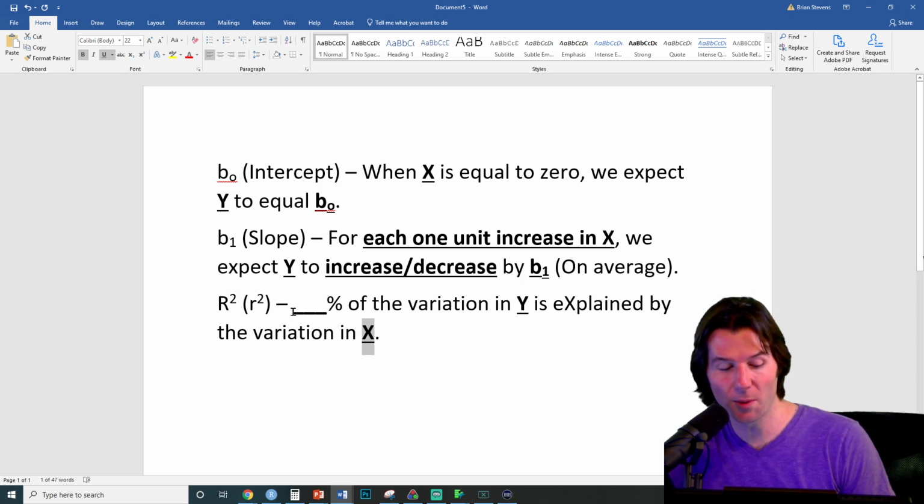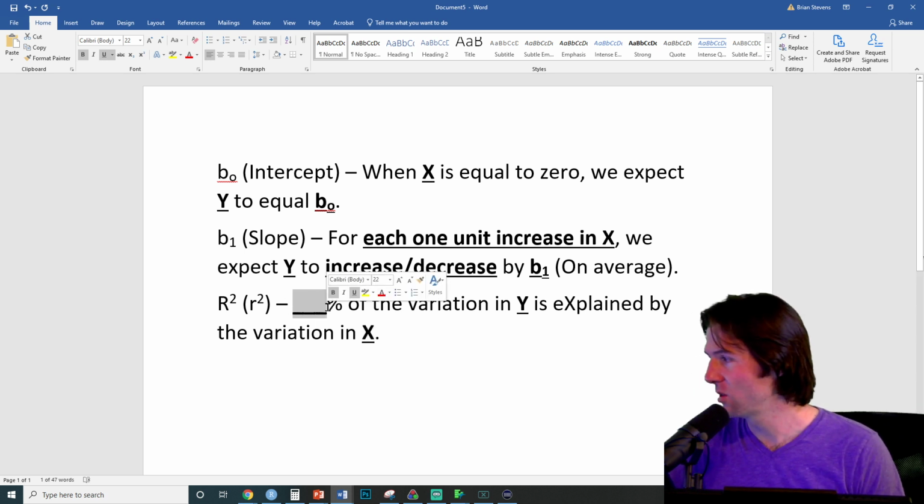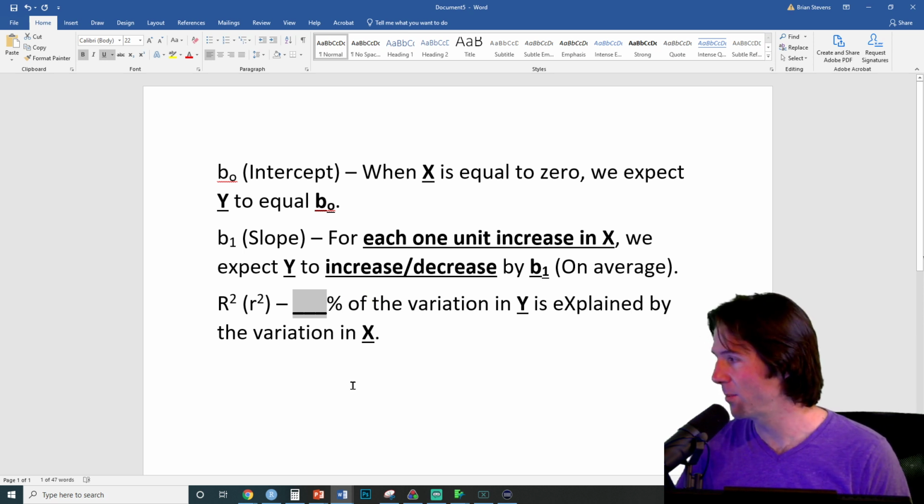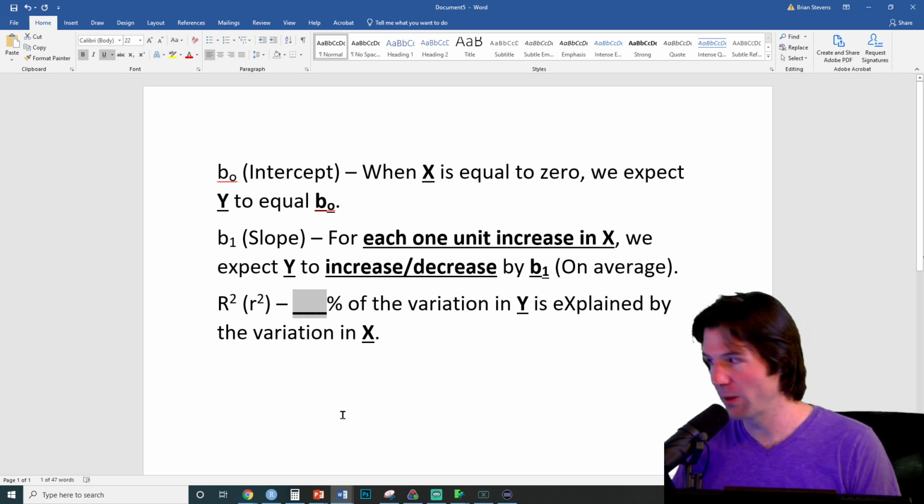Yes, it's so you can put the percent of variation. So I'll do some interpretations right here. Then we're going to hop to doing chapter 6. So we need that right there.